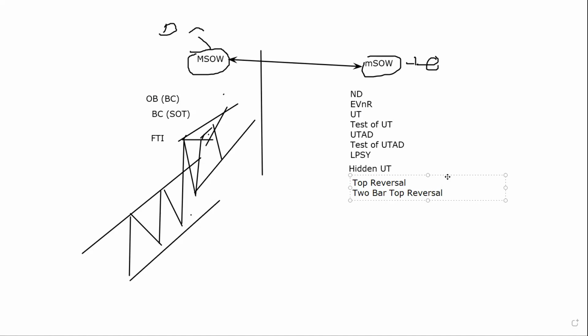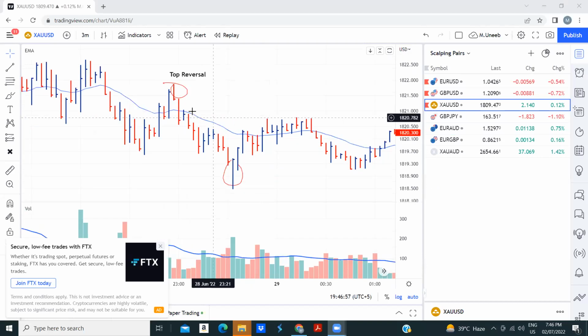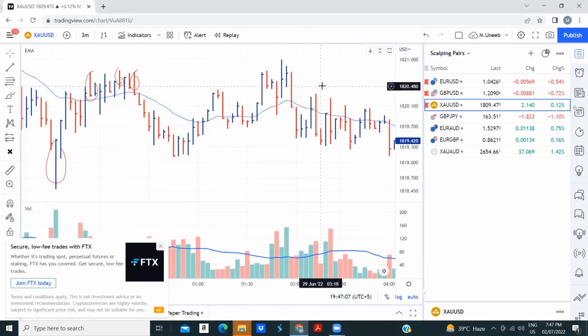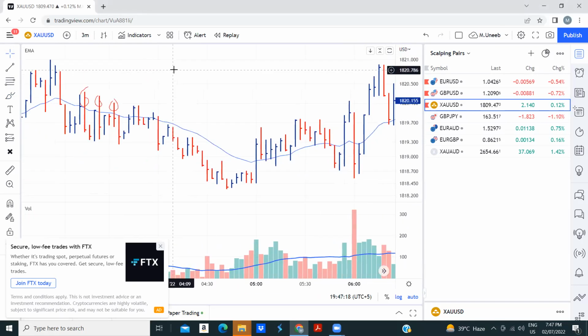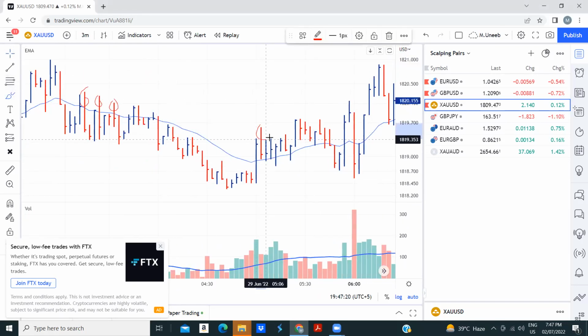Now you already know this. Which are these things here? Now, first of all, no demand. This is top reversal. Can you see? Top reversal. This one, top reversal. This one, top reversal. Can you see? Top reversal. This one, top reversal, but it's very huge. Top reversal, top reversal. Got it? This one, top reversal, but it will fail.